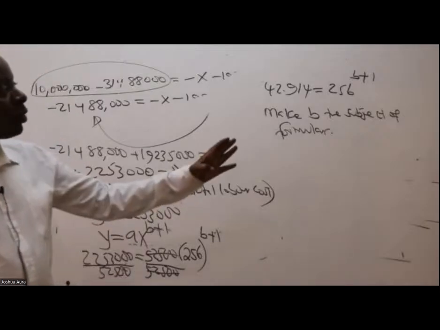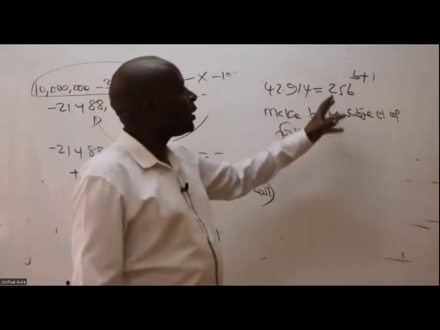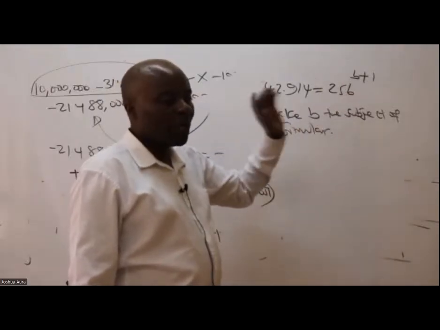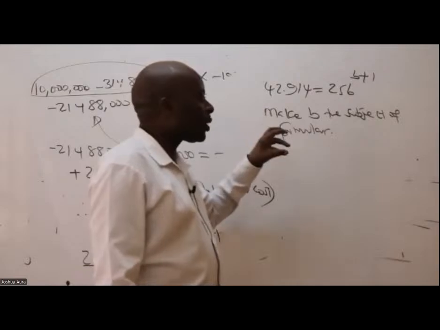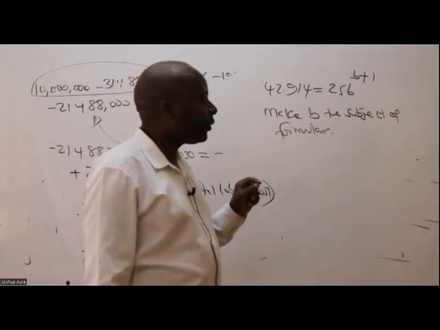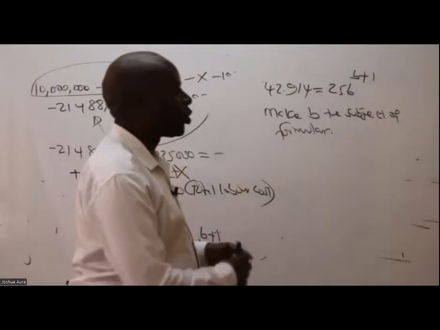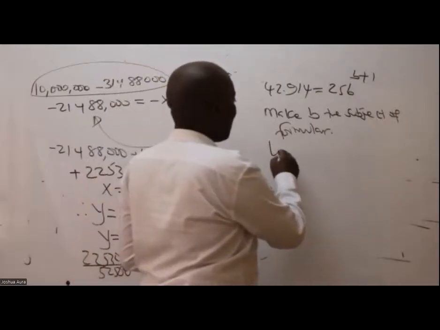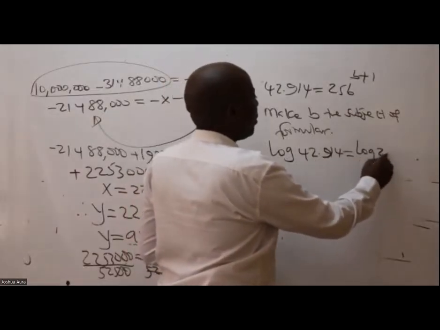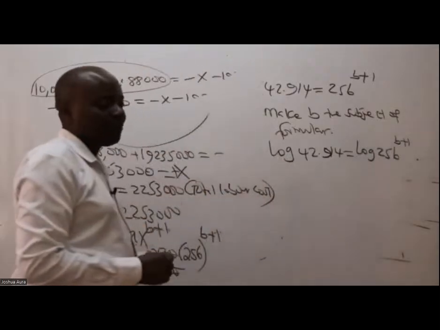When I look at B very well, I can see B is part of the power. When the subject of the formula is part of the power, the only way out is to introduce logarithms. So come here and introduce logarithm of 42.914 equals logarithm of 256 raised to B plus 1, like that.